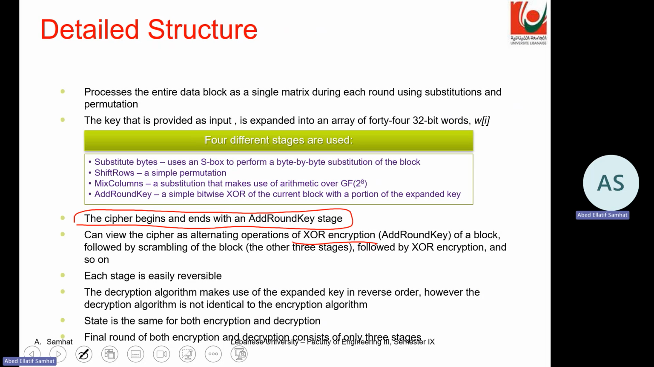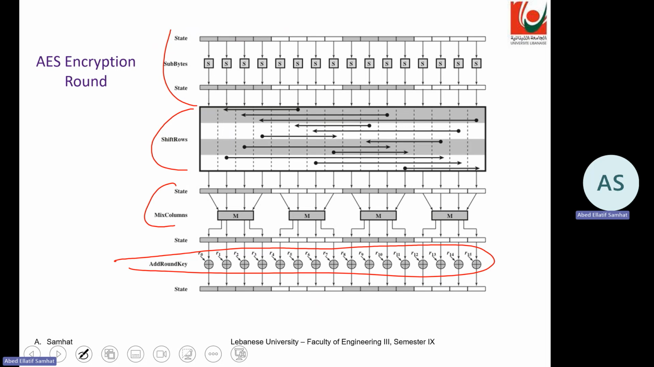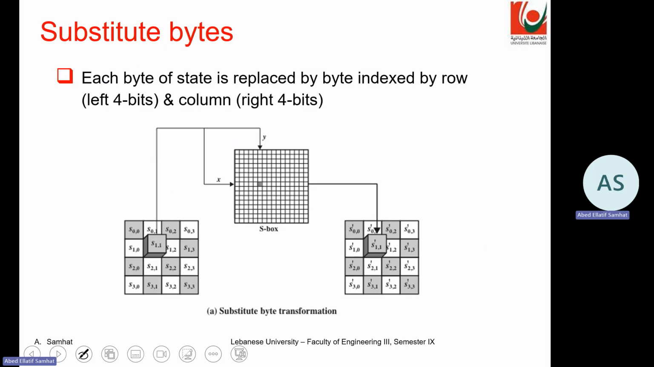After doing the add round key, let's see together what the shift row is. This is the AES encryption. This is the substitution. Then you have the shift row, then you have the mix column, and after that you have the add round key. So let's start with the substitute byte.